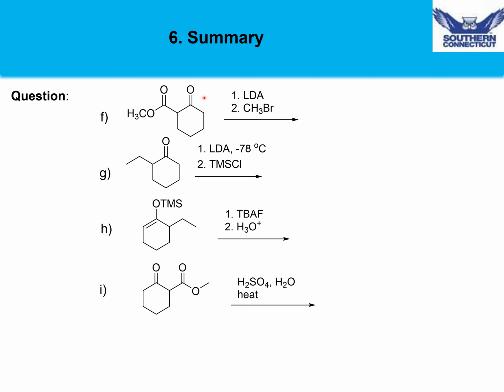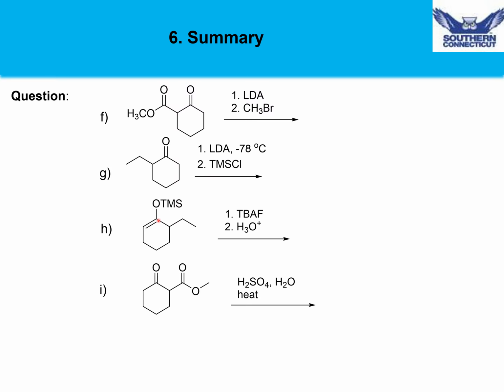Here's a few more reactions for this chapter. So we start off with a beta ketoester, and we're going to add LDA and methyl bromide. In the next reaction, we're going to use an unsymmetrical ketone, add LDA at low temperatures, and then TMS chloride.